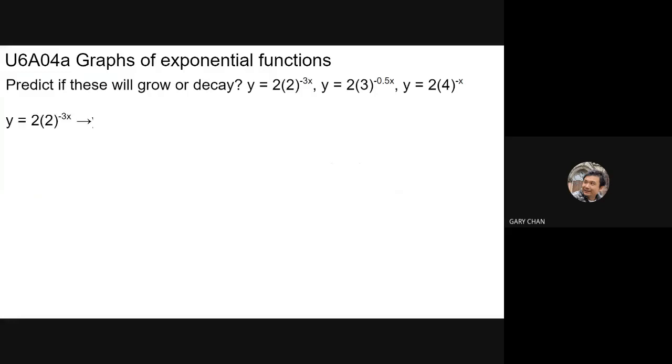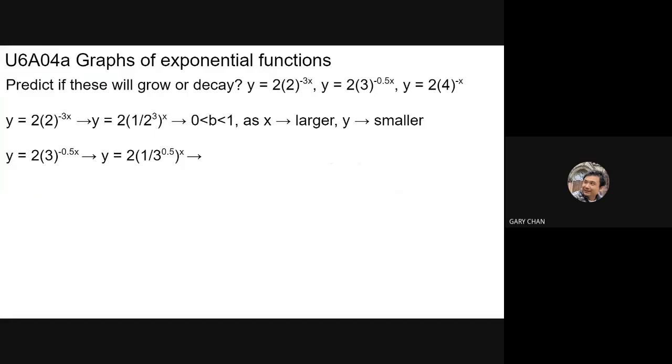So for the first one, I have 2 times 4 to the negative 3x. This is the same thing as 2 times (1 over 4) to the positive 3 raised to the x. And (1 over 4) to the positive 3 is 1/64, and that is between 0 and 1. Therefore, as x gets larger, y will get smaller, and that is a decaying phenomenon. For y is equal to 2 times 3 to the negative 0.5x, this is the same thing as 2 times (1 over 3 to the 0.5) raised to the x. And 1 over 3 to the 0.5 is, in fact, below 1, but greater than 0. So yes, this is also going to be decay.